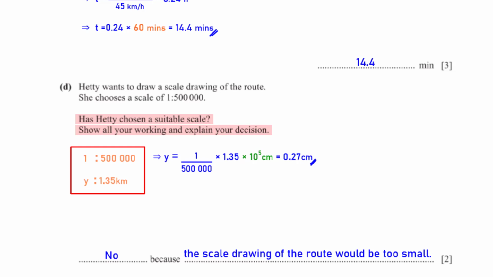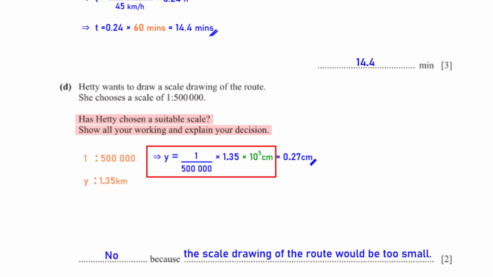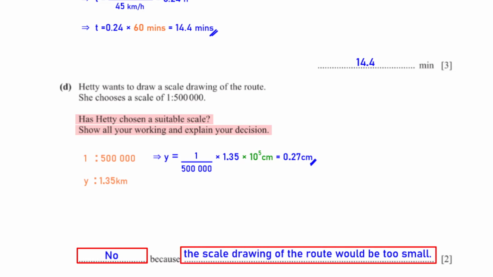Using the scale Hetty has chosen, let's find the length of each side of the octagon, which is 1.35 kilometers, on the scale drawing. This is what we are calling y. When we cross multiply and make y the subject, this is what we get. We multiply 1.35 by 10 raised to the power 5 to convert it to centimeters. This gives us 0.27 centimeters. Based on this, our answer is no. Hetty has not chosen a suitable scale because her scale drawing of the route would be too small.